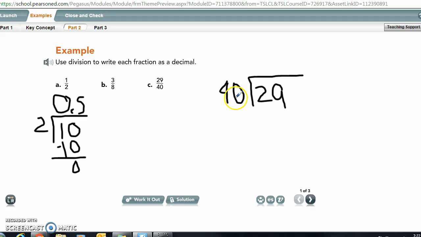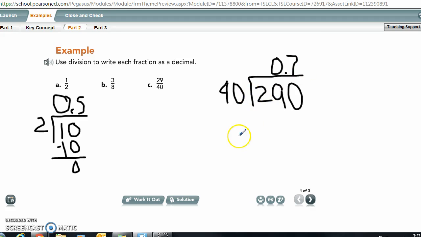Okay, so ask yourself, how many times does 40 go into 29? And the answer is 0 times, and your decimal goes right after that. So that means that 40 then goes into 290. Well, how many times? I like to think about 4 times 7 is 28. That's probably close to 290. So let's go ahead and do that.